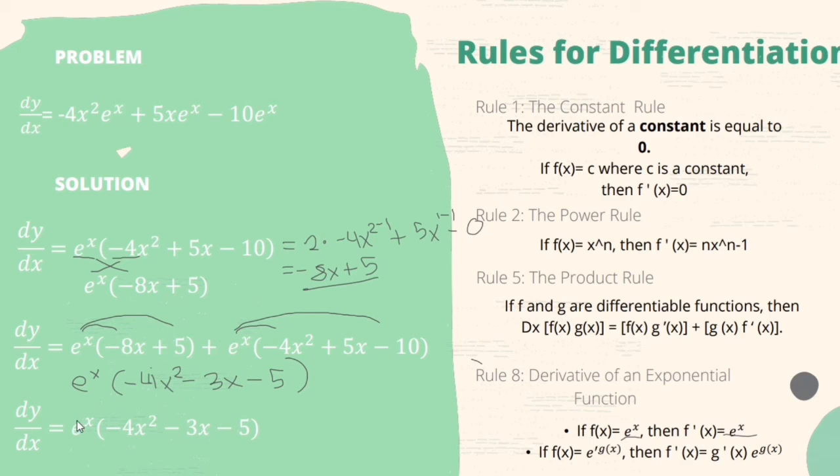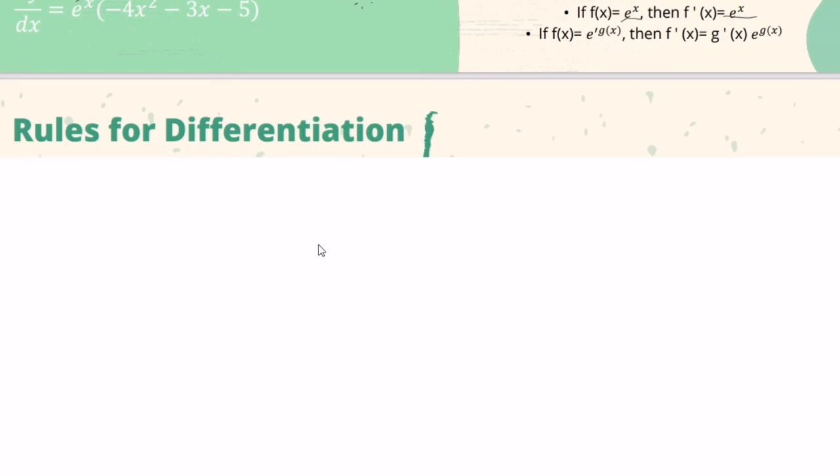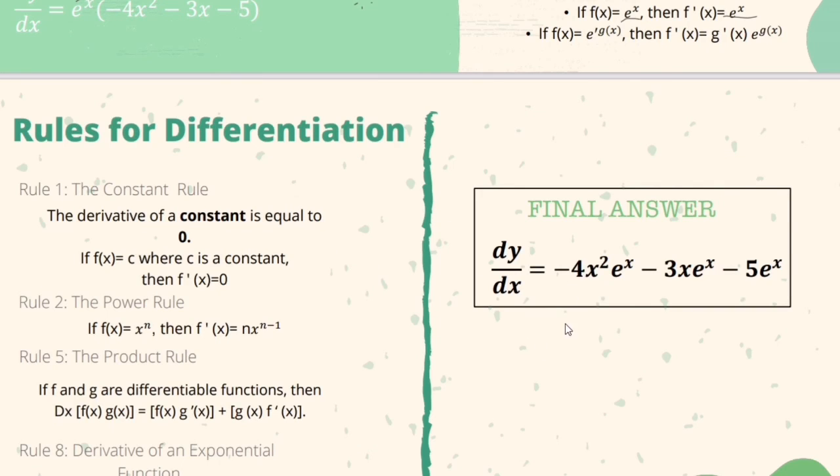The next step is to distribute e to the x to all terms, and just like that, we have our final answer. That's negative 4x squared e to the x minus 3x e to the x minus 5 e to the x.